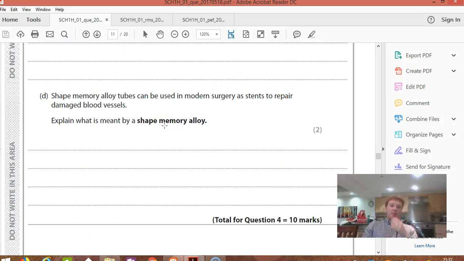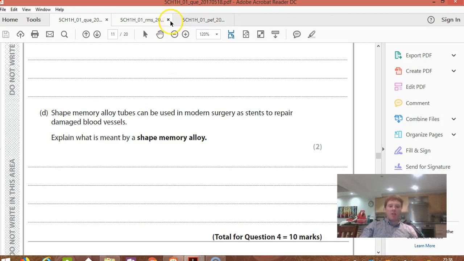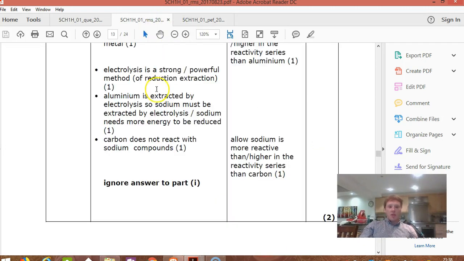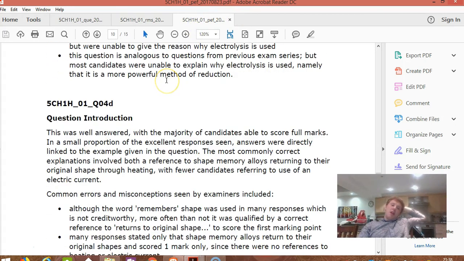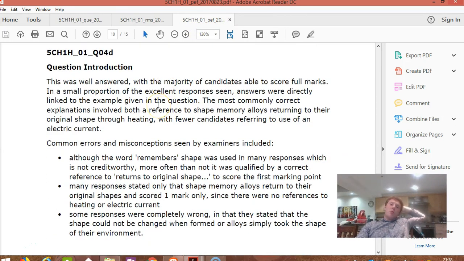4D. Shape memory alloy tubes can be used in modern surgery as stents to repair damaged blood vessels. Explain what is meant by a shape memory alloy. Off you go. Right. Explanation including the alloy returns to its original shape with a change in temperature or electric current. Did people get that? It was well answered. Answer directly linked to the example in the question.